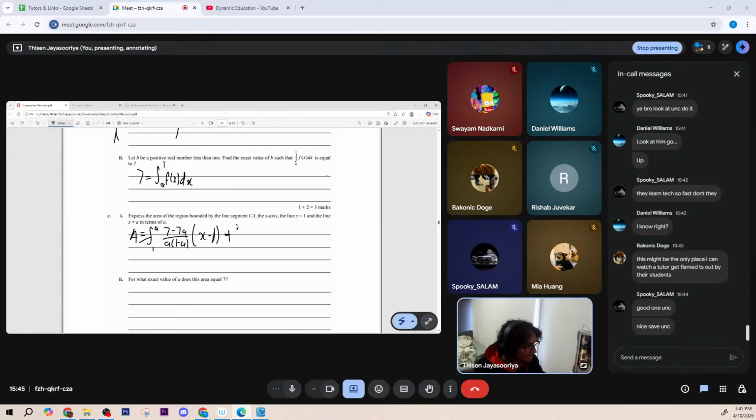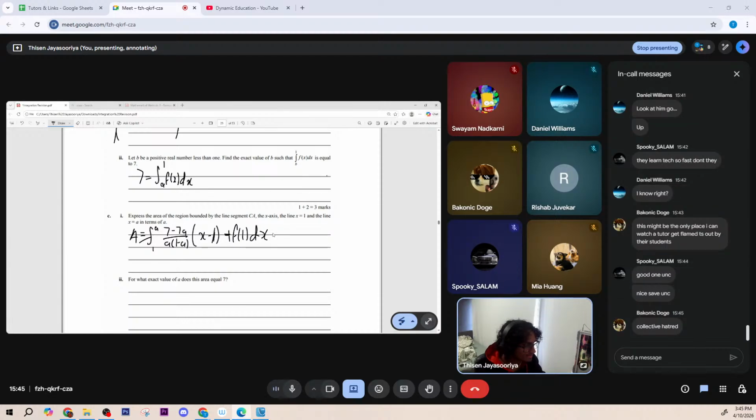Plus f of 1 dx, yeah? So then we can go into the calculator. We can go menu 4-3. We can type in 1, comma a, equals, and we're just gonna type in that whole expression. So 7a. Oh wait, no. 7 minus 7a.